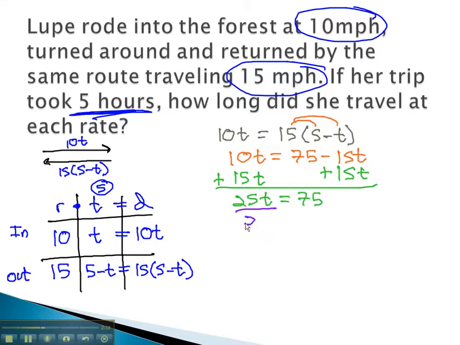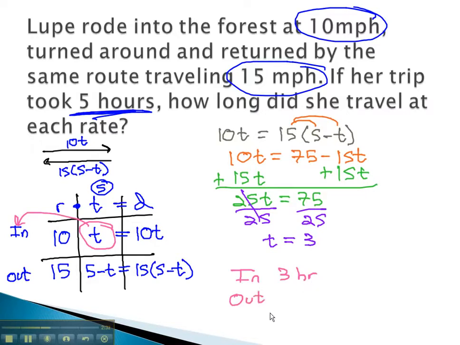To get the t alone, we divide both sides by 25. This gives us t equals 3. We said t was the trip in, 3 hours. Coming out, then, is 5 minus t. 5 minus 3 is 2 hours.